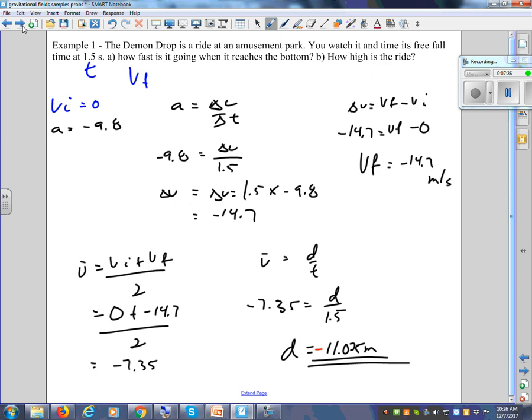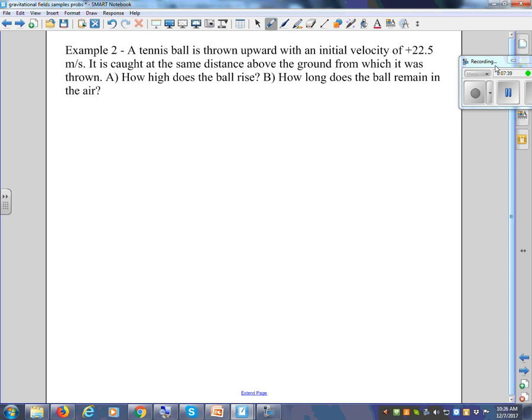Good question. Okay. Example number 2. We got a tennis ball thrown upward with an initial velocity of positive 22.5. It's caught at the same distance above the ground from which it was thrown. So you throw it up, and you catch it at the same height, right? So the overall vertical displacement is 0, is what they're getting at there. So this ball goes up, and it comes down. How high does the ball rise? How long does the ball remain in the air?